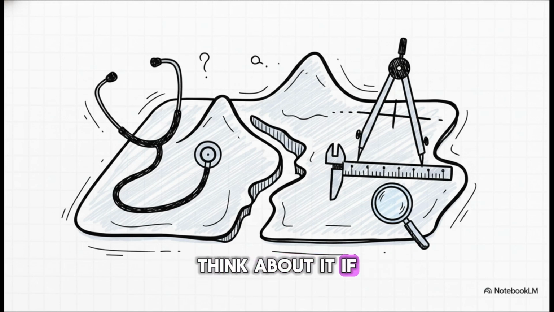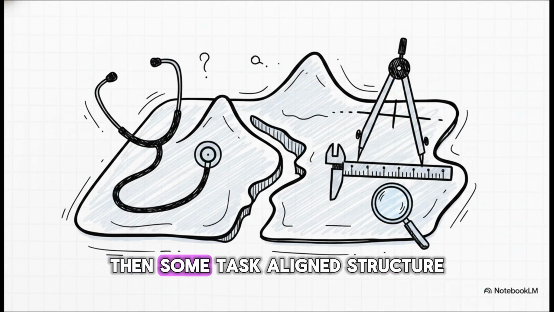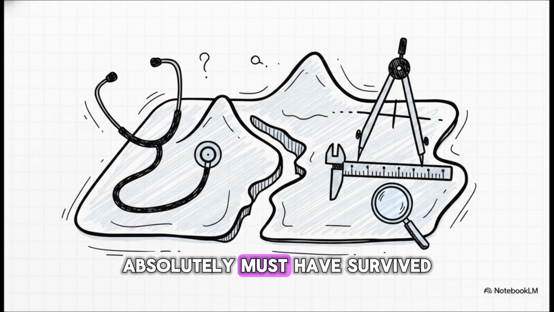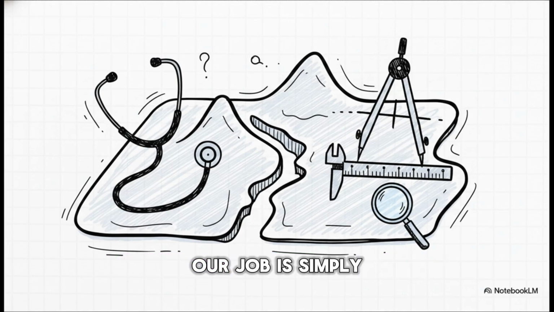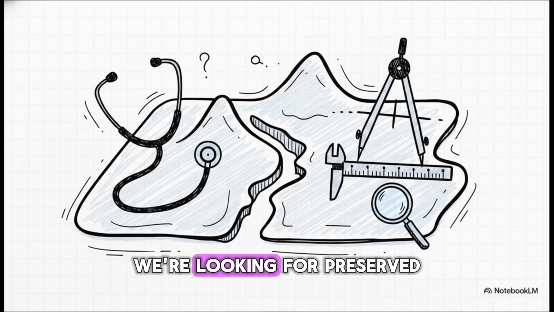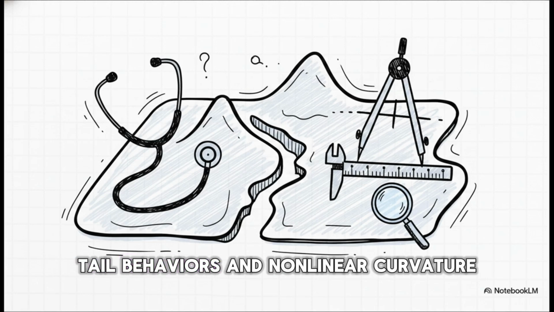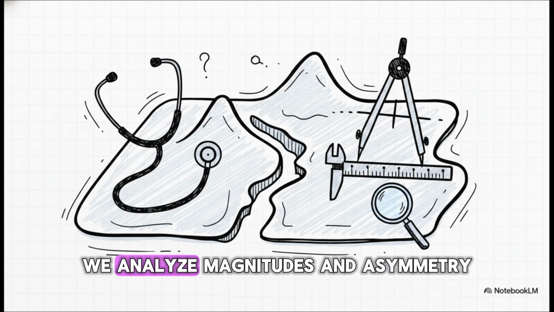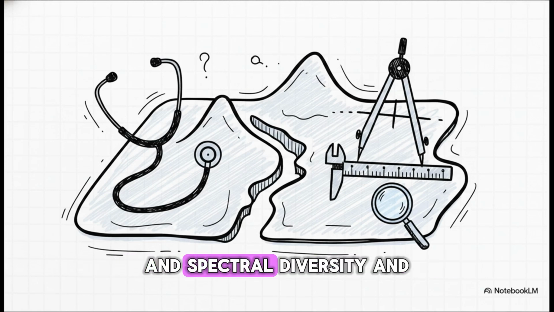Think about it. If this scalar latent stream is still useful for some downstream task, then some task-aligned structure absolutely must have survived the compression. Our job is simply to poke and prod at that surface to see what held up. We're looking for preserved rank order, local density, data gaps, tail behaviors, and nonlinear curvature. We analyze magnitudes and asymmetry and spectral diversity.